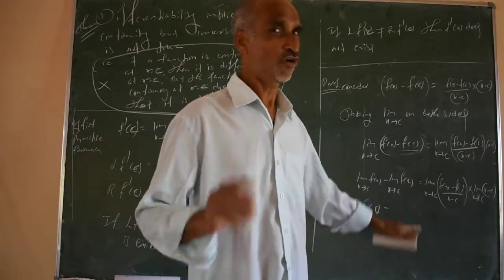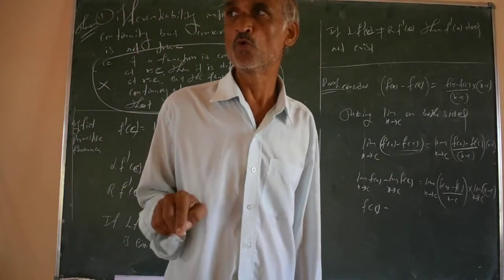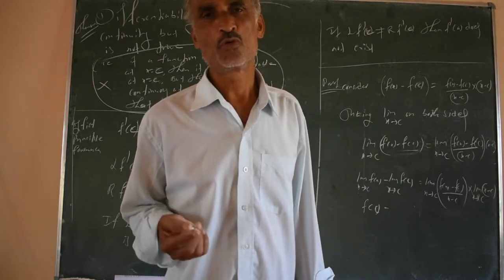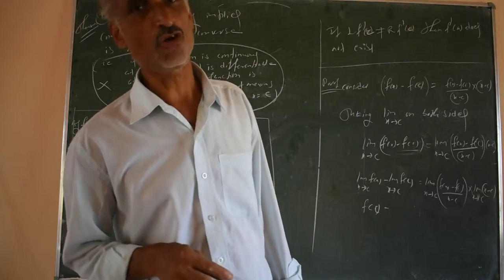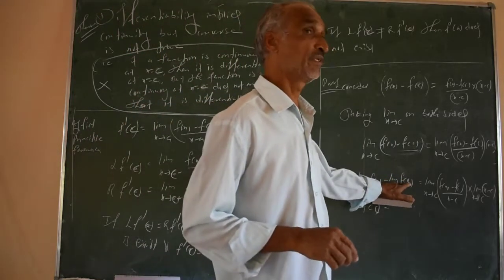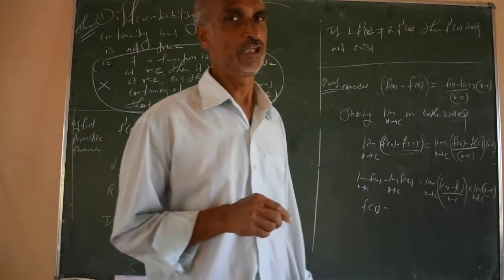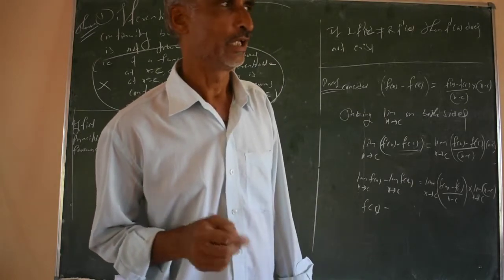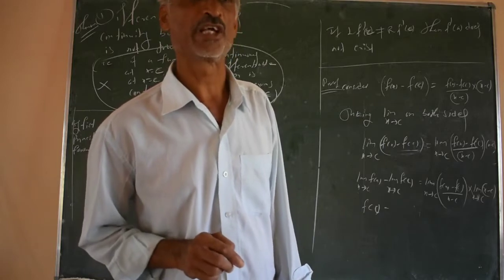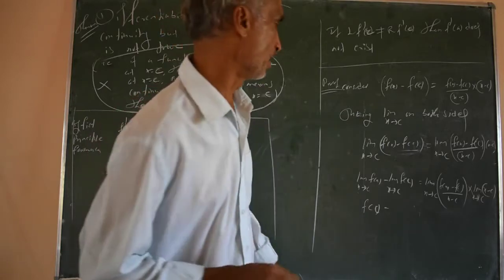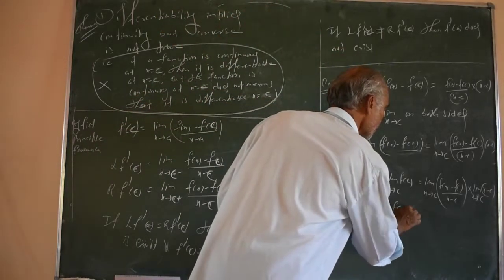But f of c is a constant. If f of x is x square, suppose c is 2, then f of 2 is 2 square, 4, a constant. The limit of a constant is constant only. Therefore the limit of f of c, because f of c is a constant, is f of c. If f of x is x square and x is 2, f of 2 is 4. Therefore f of c is a number, the value of f at x equal to c. Okay, so the limit of a constant is constant only.